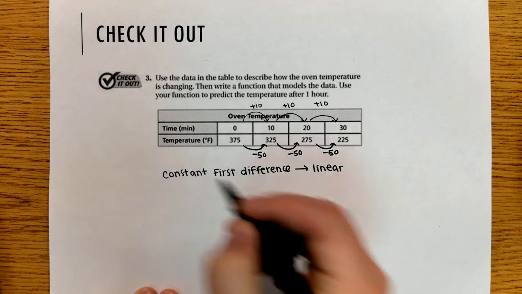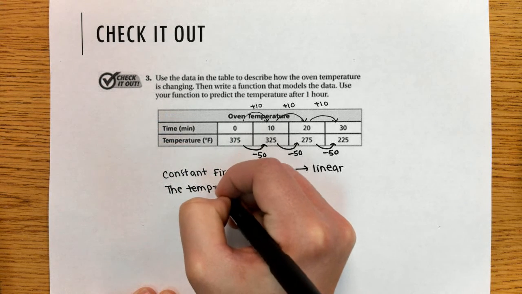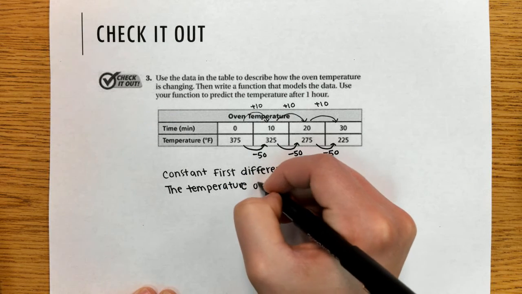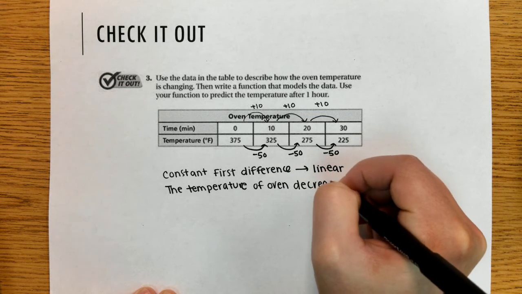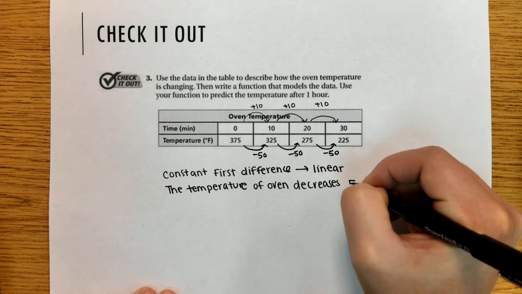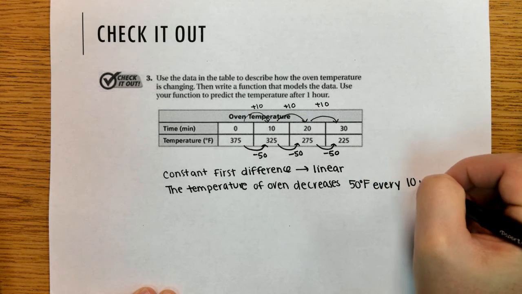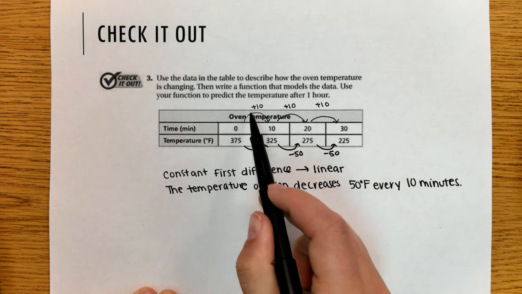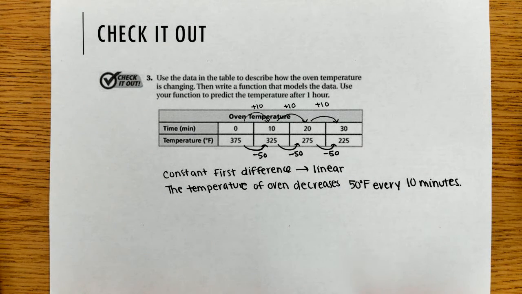Okay. So the temperature of the oven decreases 50 degrees Fahrenheit every 10 minutes. So that's what's being described. We're adding 10 minutes each time, but every 10 minutes it's decreasing by 50 degrees. So that's describing how the temperature is changing.